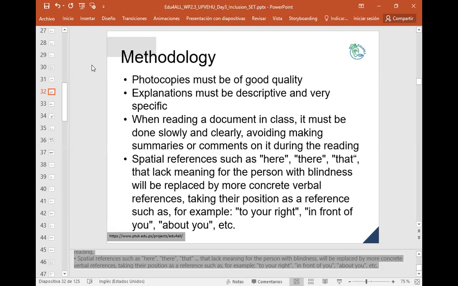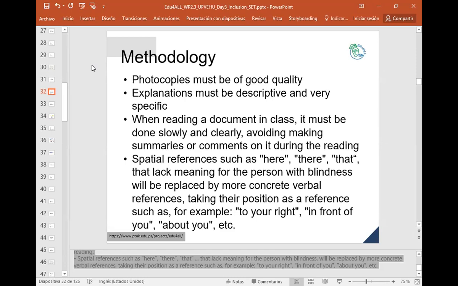Teachers must offer precise and clear verbal descriptions, both of the situations and circumstances of everything that happens in class and of the used materials, especially when their content is preponderantly visual, what is written on the board, what appears in the different types of visual supports, presentations, videos.